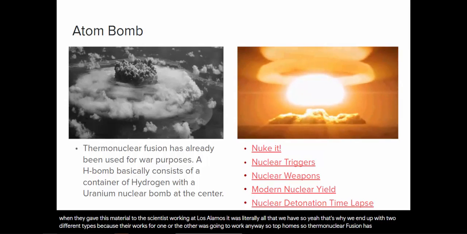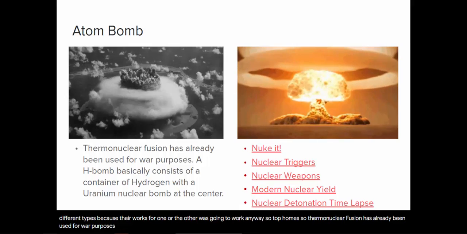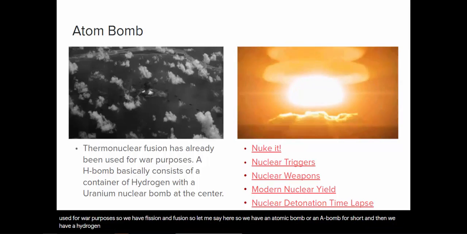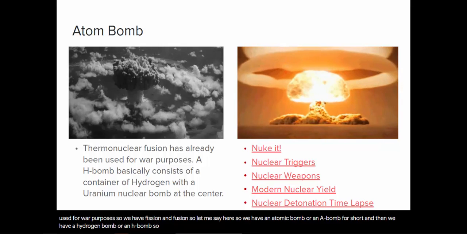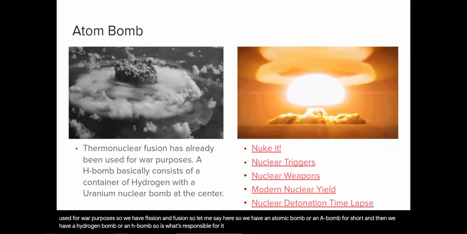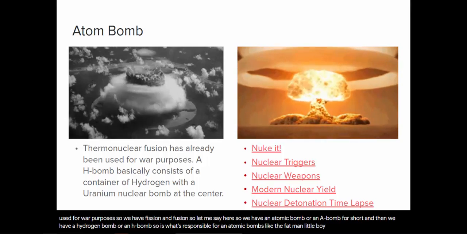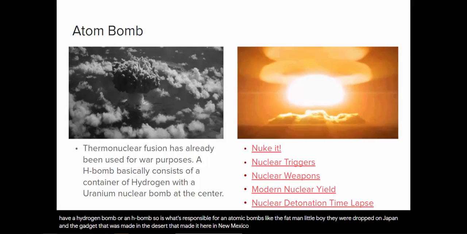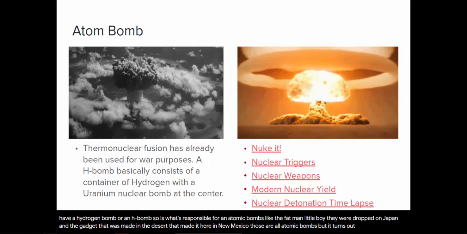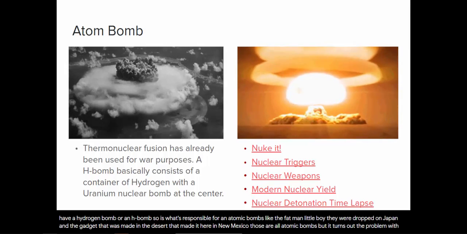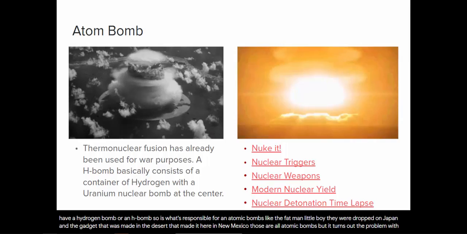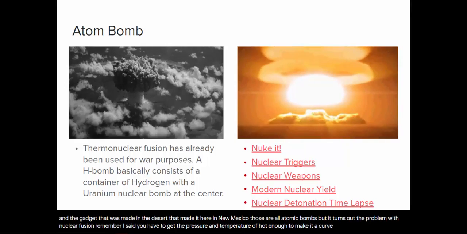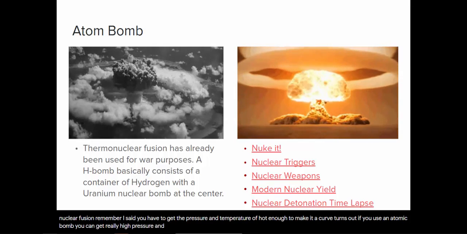So thermonuclear fusion has already been used for war purposes. So we have fission and fusion. We have an atomic bomb, or an A bomb for short, and then we have a hydrogen bomb, or an H bomb. Nuclear fission is what's responsible for an atomic bomb, like the Fat Man and Little Boy that were dropped on Japan, and the Gadget that was detonated here in New Mexico. Those are all atomic bombs. But with nuclear fusion, remember I said you have to get the pressure and temperature hot enough to make it occur? It turns out if you use an atomic bomb, you can get really high pressure and temperature.